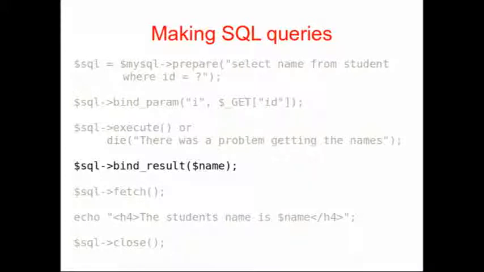We bind the result of the query to a variable. We only have one column in this case, so we only use one variable in our bind result. We fetch the result, and that will actually get the data from the database and put the result into our variable that we've used in the bind result command. And then we can display the result using echo. Finally, we close our connection so that we don't leave SQL connections open in our program.